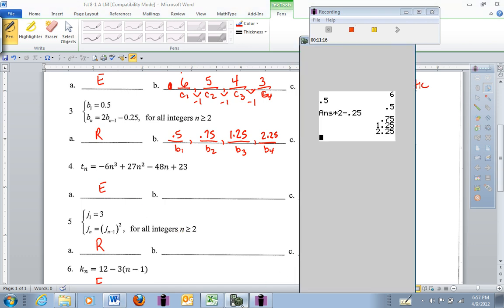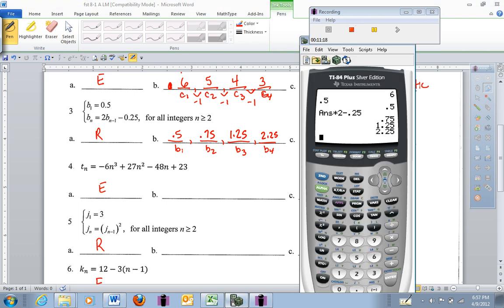Okay, well if that works, then we should be able to take our 1, 2, 3, 4. Here's our 5th, 6th, 7th, 8th, 9th, and our 10th term. Our 10th term is 128.25.